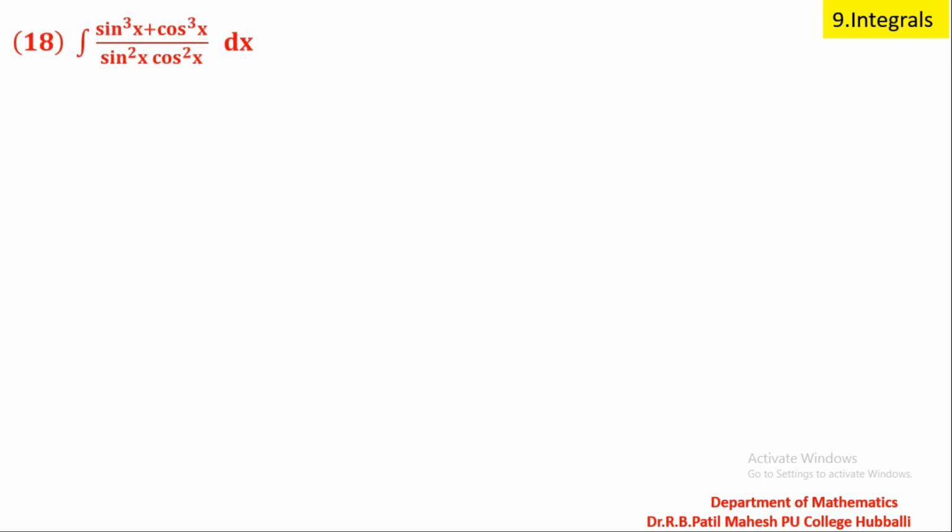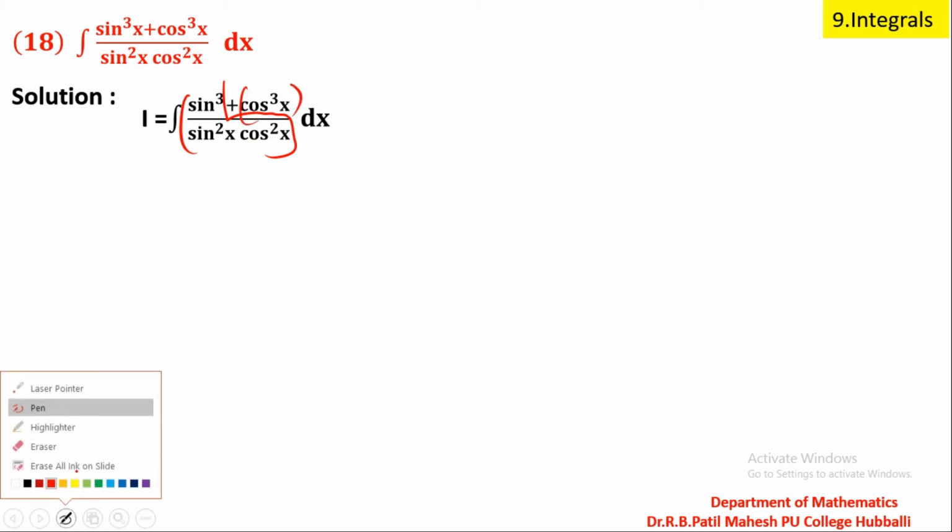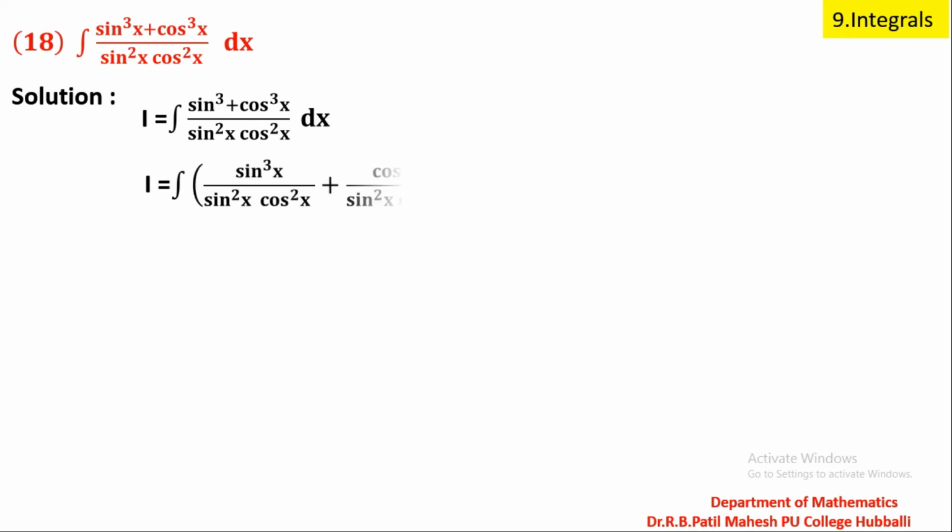18th question. Integration of sin cube x plus cos cube x divided by sin square x into cos square x dx. Solution. Simple problem, don't worry. Let I equal to the given problem. Here a small hint that I can tell you, students. Take a splitting, that is sin cube x upon sin square x into cos square x, plus cos cube x upon sin square x into cos square x.